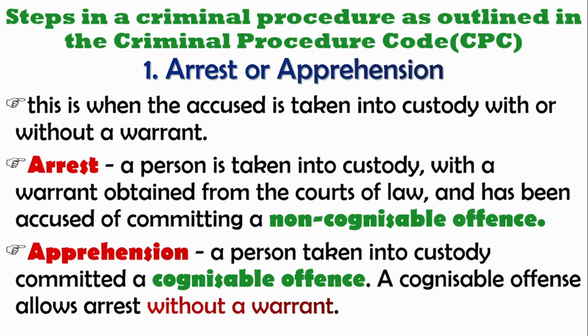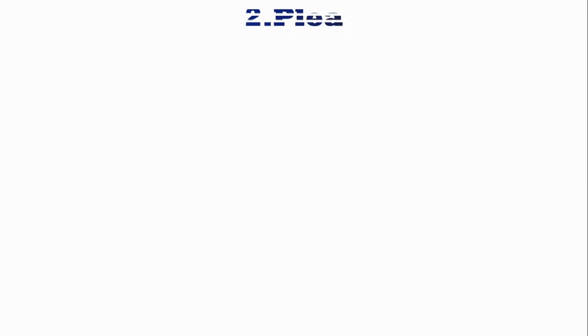Now, when we compare the two, a cognizable offense is a heinous crime. It's a serious crime. While when we look at the non-cognizable offense, these are comparatively less heinous, meaning they are less serious. The second step is plea.